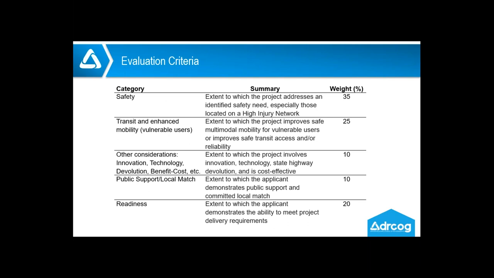By way of evaluation criteria, in cooperation with CDOT, we've identified safety, transit and enhanced mobility for vulnerable users, some other considerations, including innovation, technology, the potential for devolution of state highways for state highway funded projects, and benefit cost of the proposed project. We're also looking for a demonstration of public support and local match. A couple of questions we got in advance of the meeting today related to whether local match above the 20% minimum would garner more consideration or a higher score, and the answer is yes. And then finally, readiness, the extent to which the applicant demonstrates the ability to meet those project delivery requirements, weighted at 20%. All this information is in the draft eligibility and selection process document in your agenda packet.